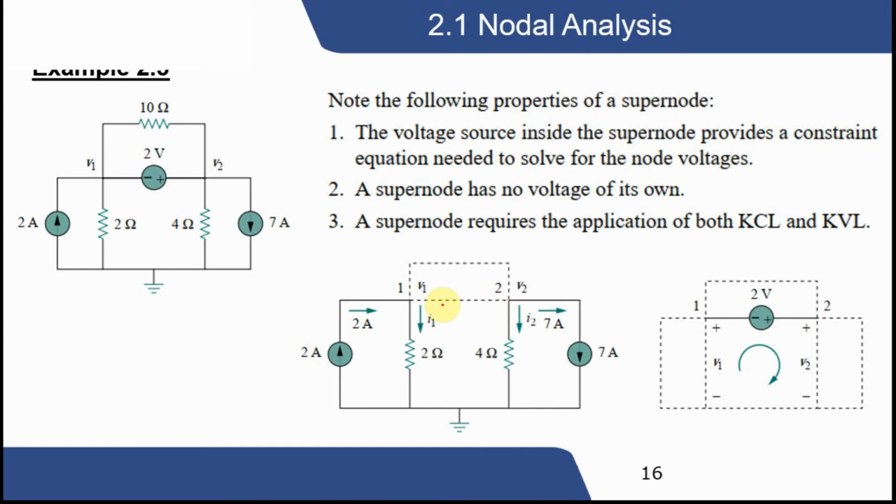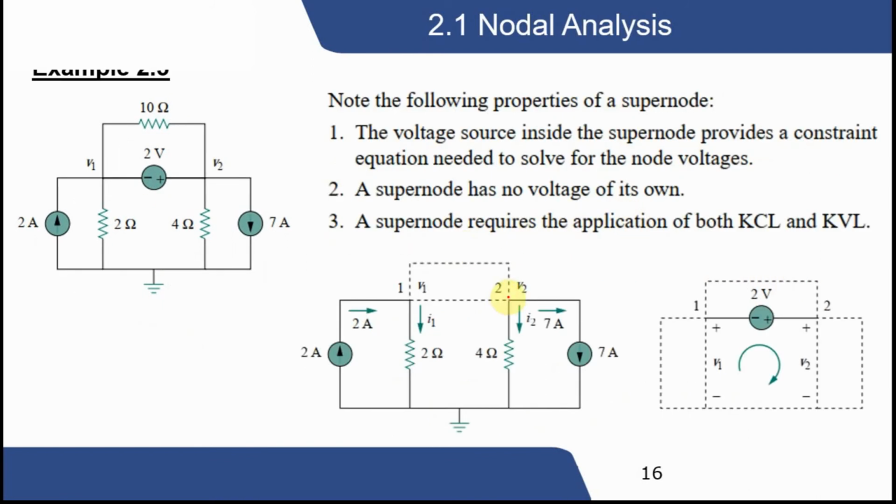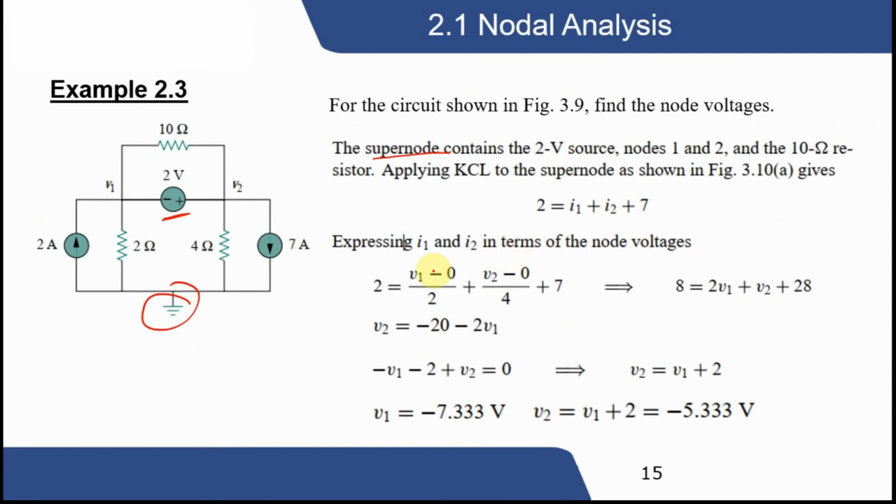So the equation becomes very simple. The 2 is on the left side, entering, and the right side is I1 plus I2 equal to 7. So if I ask you what is I1, the very easy answer is V1 divided by 2 is I1, right? V2 divided by 4 is I2. So we have this formula: (V1 minus 0) divided by 2 plus (V2 minus 0) divided by 4 becomes I2.